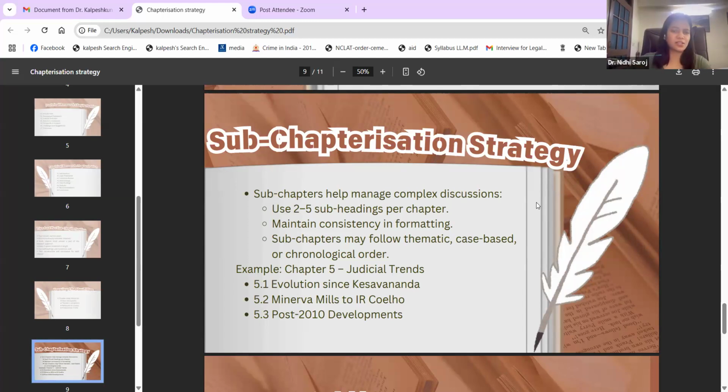For some research, the broader title was judicial trends. So now you can't just keep talking about judicial trend in a paragraph form. You need to divide it. You need to highlight the evolution. Now it depends on you whether you are going to do it on the basis of years or whether you are going to do it on the basis of the theme. It totally depends, but you have to divide it into parts so that it becomes simpler for the audience to read it, right? So the strategies that you are choosing for sub chapter is also again very important.